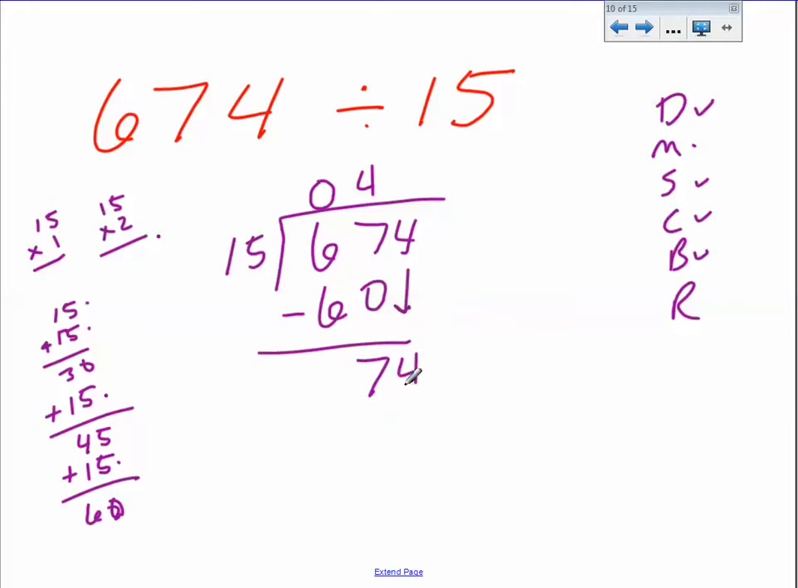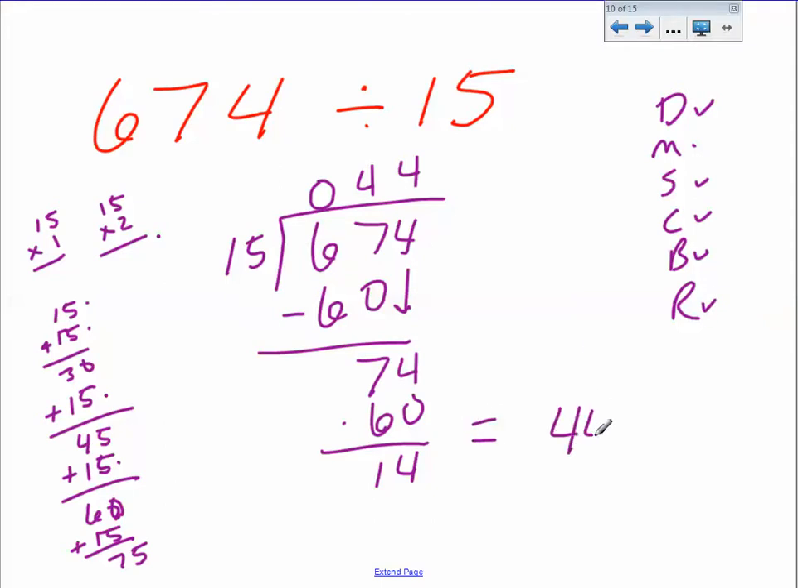All right, 15 into 74. Well, let's go back to our repeated addition here. Here I'm at 60, so I'm just going to add another 15, which gets me to 75. Well, that's too big. It goes over 74. So I'm going to go back to the 60. 4 times 15 is 60. I'm on my multiply. Subtract. 14. Check. 14 is smaller than 15. Probably on the right track. Bring down. Nothing left to bring down. So in this case, I'm done because I'm going to leave it as a remainder. So the R in this case stands for remainder. So that is 44, remainder 14.